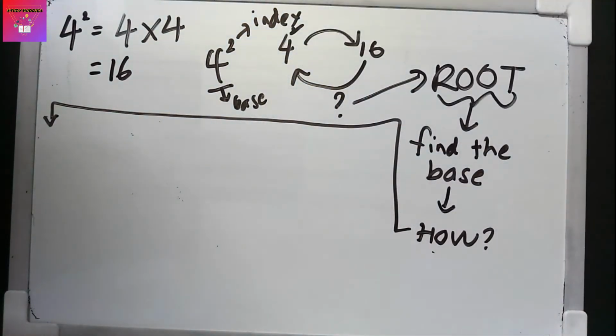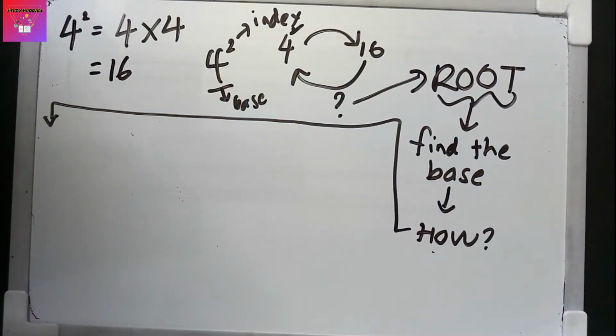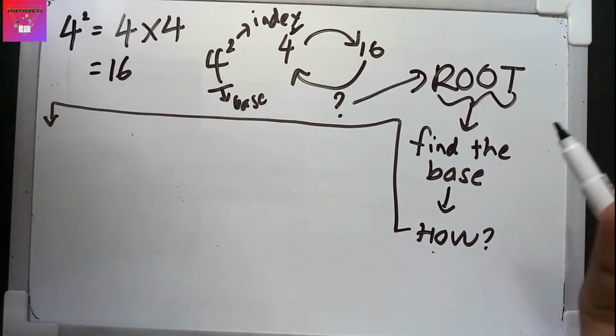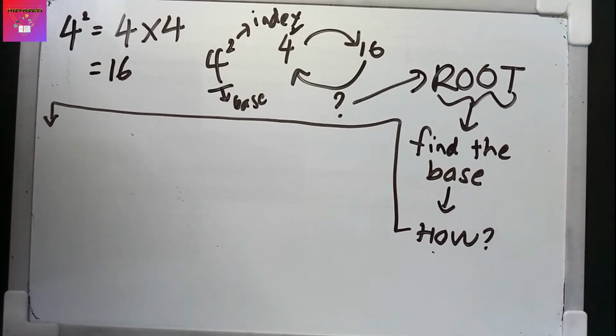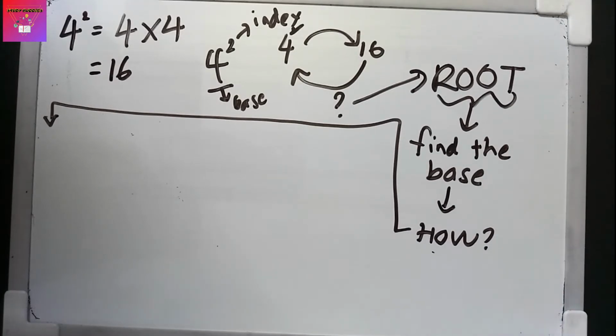So now the question is how to bring the answer back to its base. The answer is we have to use the root method. So what is basically the root method? The root method is the method of finding the base of a particular number. So how are we going to do that?